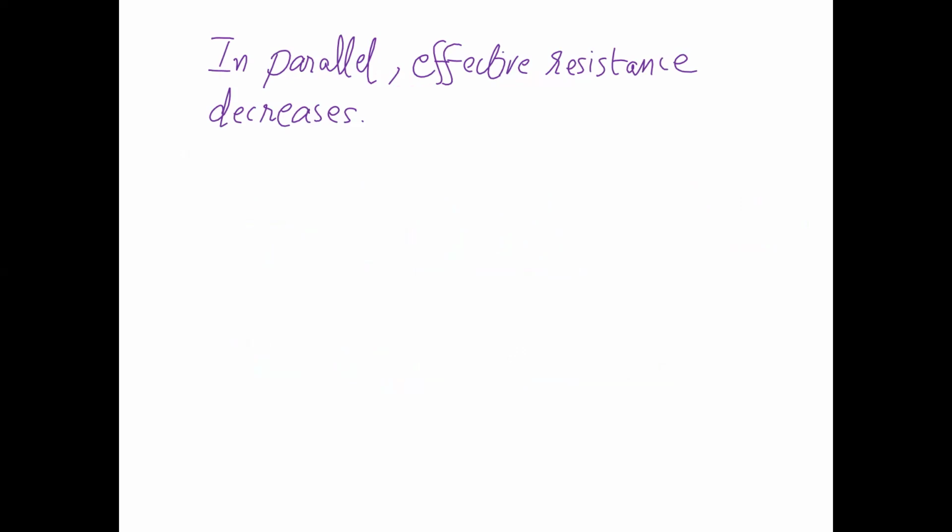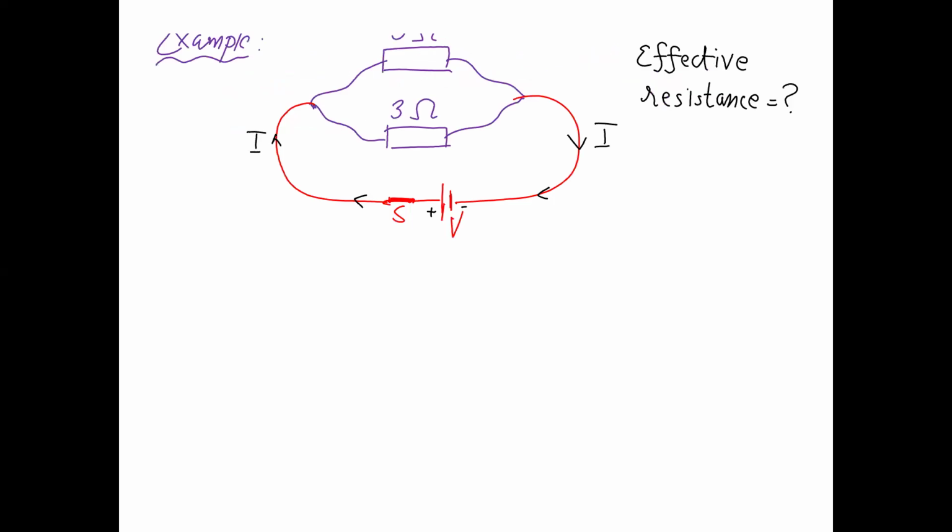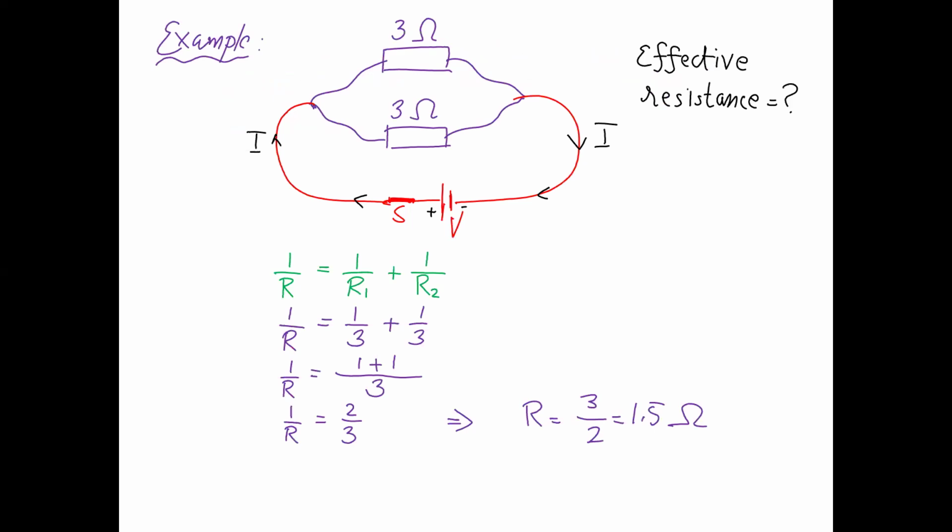In parallel, effective resistance decreases. This is a parallel circuit. So look at, there are two resistors in parallel, 3 ohm, 3 ohm with a switch and a battery. So when you join them in parallel, the resistance is 1.5.